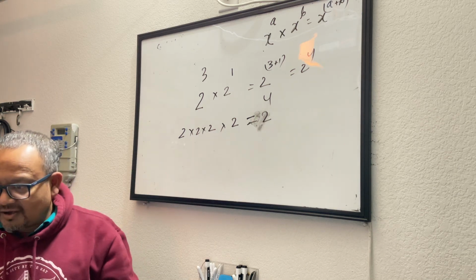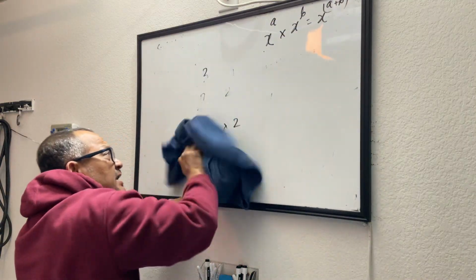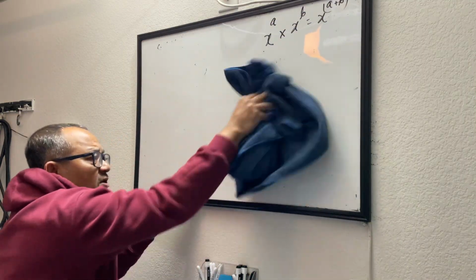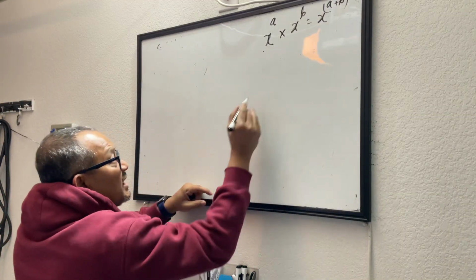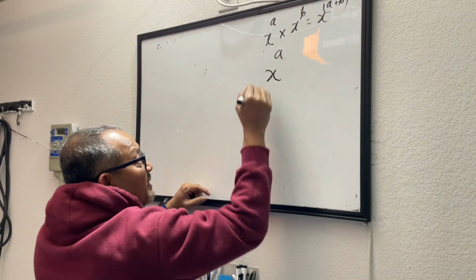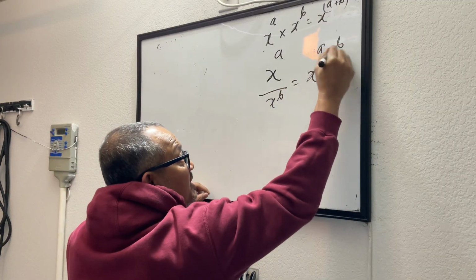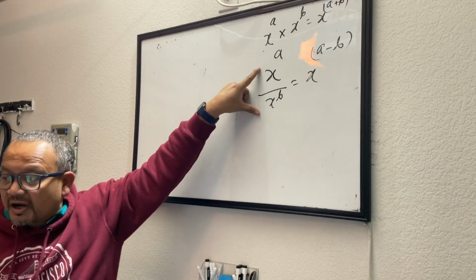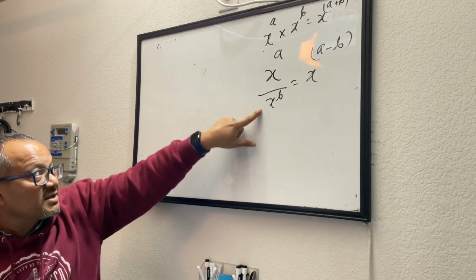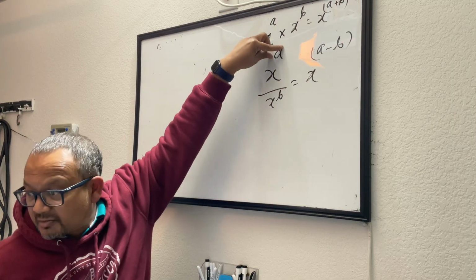Okay. Now, this is the first rule of exponent, which says, if you have any two exponents with the same base, when you multiply them, the power gets added. The second rule of exponent says this: x to the power a divided by x to the power b equals x to the power a minus b. Meaning, if you are trying to divide one exponent by another one and both have the same base, the power of the denominator gets subtracted from the power of the numerator.